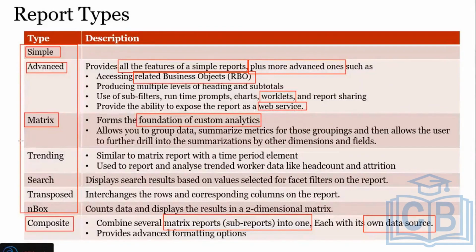In addition to this, we have some other report types. A trending report is very similar to a matrix report. The difference is it has an additional time period element. While a matrix report gives me data as of now, like this matrix report, it is giving me the current succession plan pipeline.